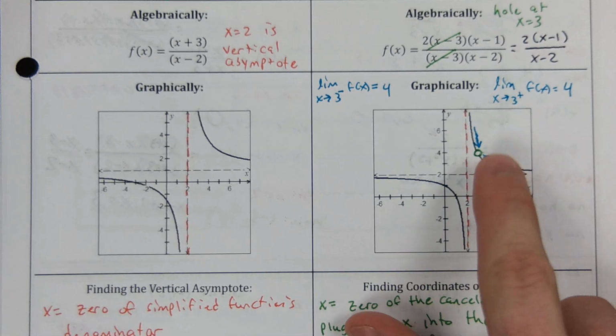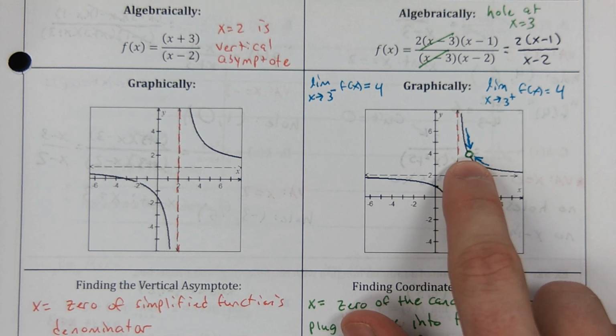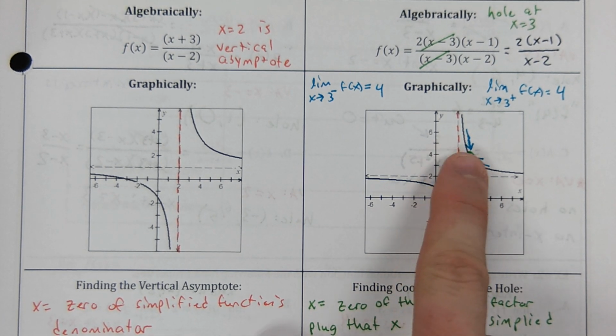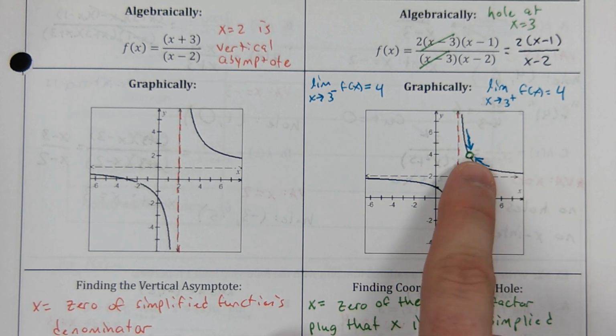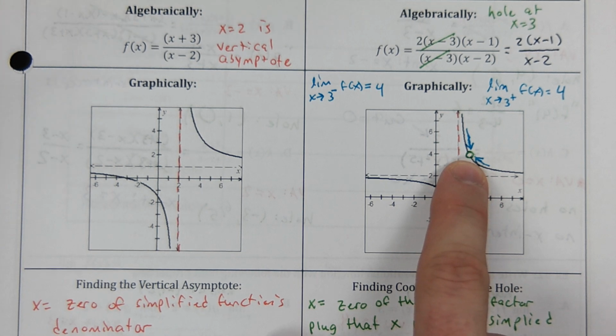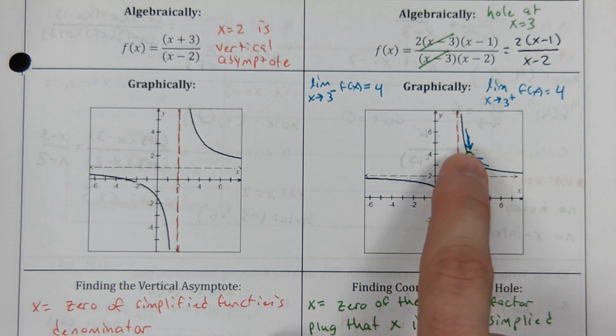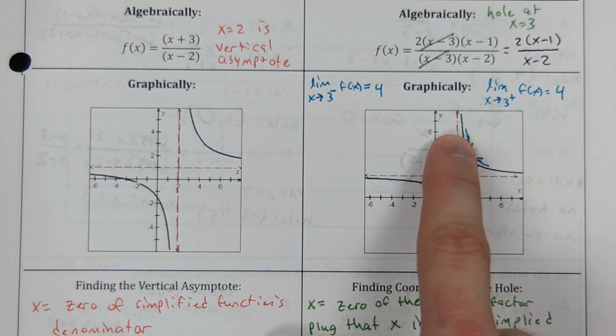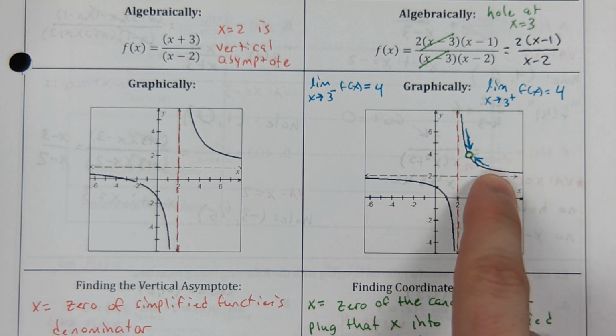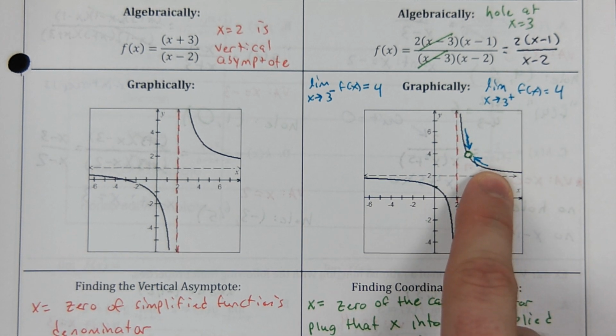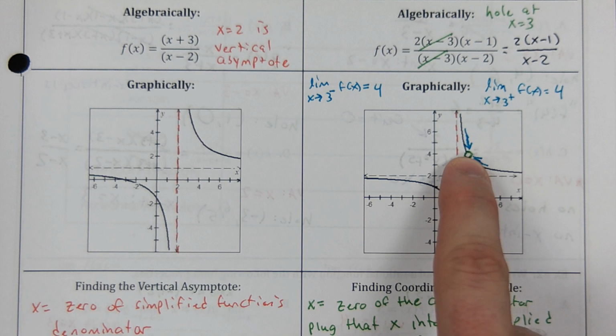Do you see there's a hole in this graph here? Do you notice that as I come from the left side and I come from the right side, both these arrows are pointing at this dot? It's open, but you get it. So can we agree then that on the left of this hole and on the right of this hole, the graph is attempting to get to this y value?